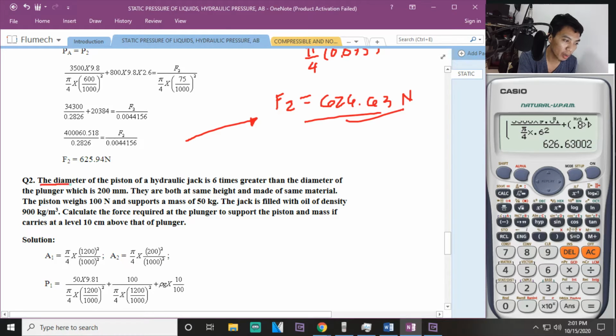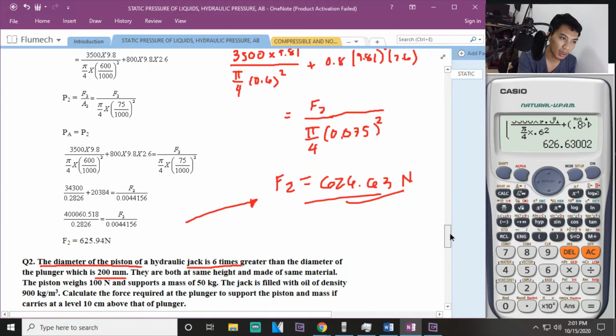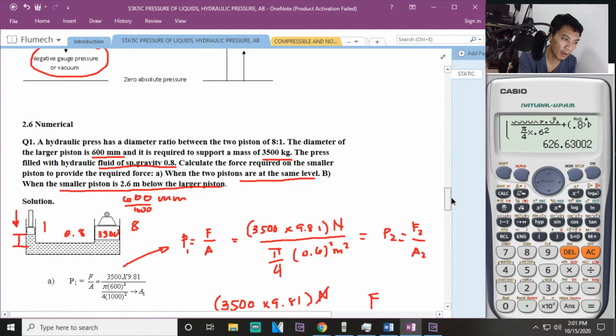The diameter of the piston of a hydraulic jack is 6 times greater than the diameter of the plunger, which is 200 millimeter. They are both the same height and made of the same material. Saan mo nakuha yung 0.75? Ito, saan ko nakuha to? Ayun, meron kang 8 over 1. 8 over 1 equal to 600 divided by x. Oh, edi 600 divided by 8.